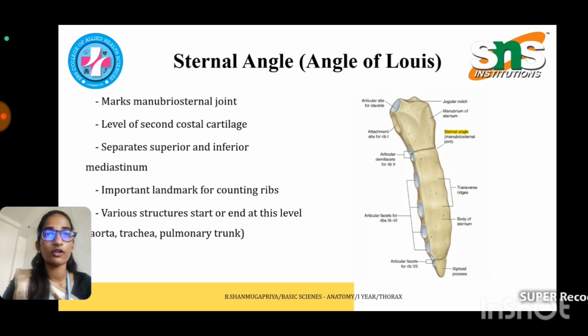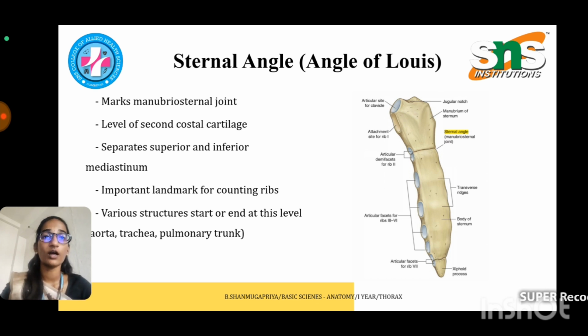Sternal angle or angle of Lewis: it is felt as a transverse ridge about 5 cm below the sternal notch. It marks the manubriosternal joint and lies at the level of second costal cartilage anteriorly and the disc between the fourth and fifth thoracic vertebra posteriorly. This is an important landmark for the following reasons.